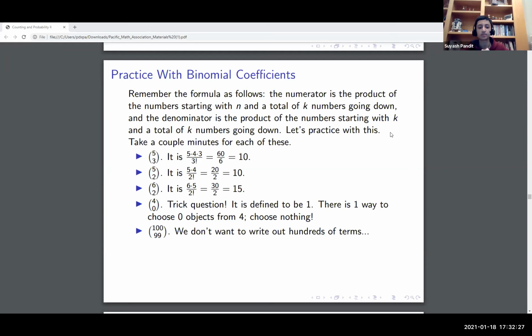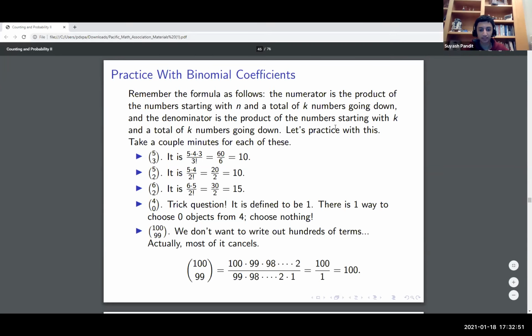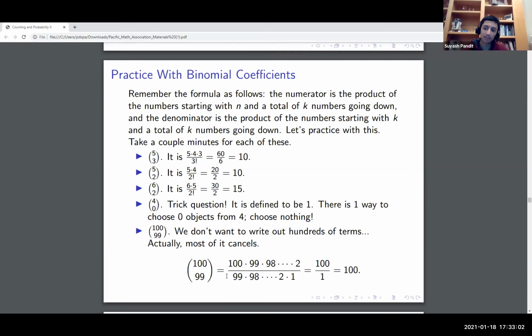How about 100 choose 99? Again, we don't want to write out these hundreds of terms. So can you find a better way to do this? You could just do ellipses here. 100 times all the way to 2, that's 99 terms, over 99 factorial. Now the 99 is in both, 98 is in both, 97, 96, all the way down to 2. You're just left with 100 over 1, which is 100.